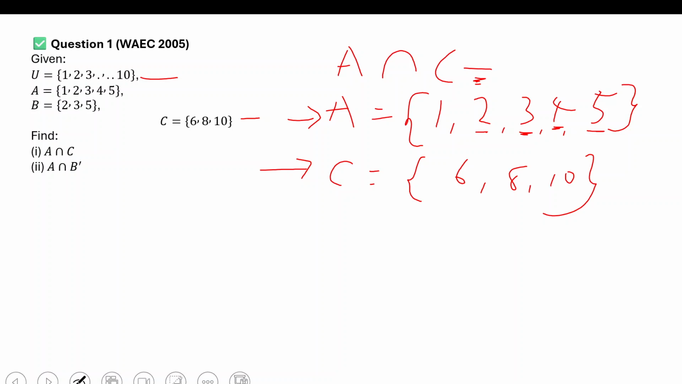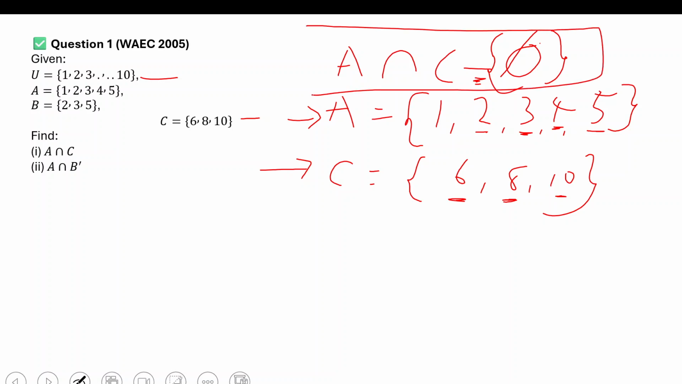The same thing applies the other way around from C. I have 6 in C, I don't have 6 in A. I have 8 in C, I don't have 8 in A. I have 10 in C, I don't have 10 in A. So the answer to this is empty. It's an empty set. Nothing is intersecting. No element is common to A and C. So this first one is the null set.